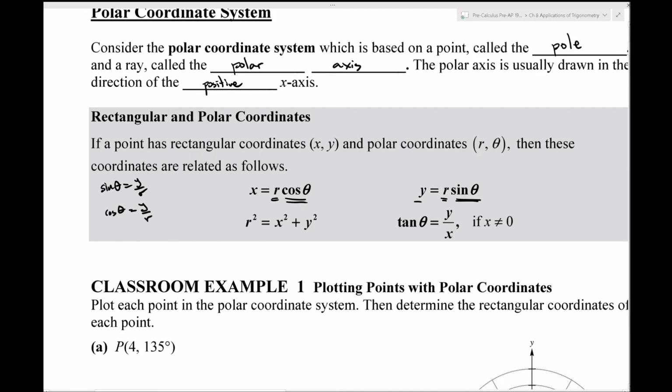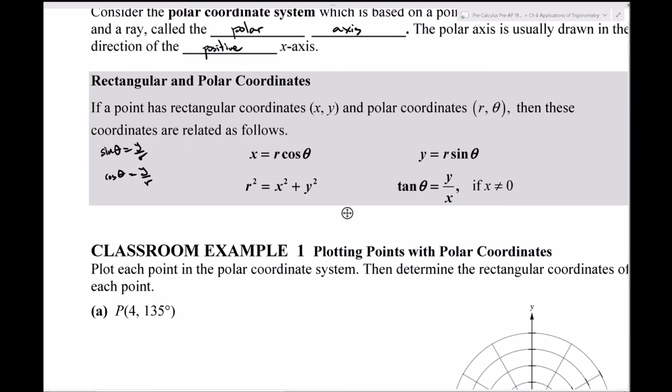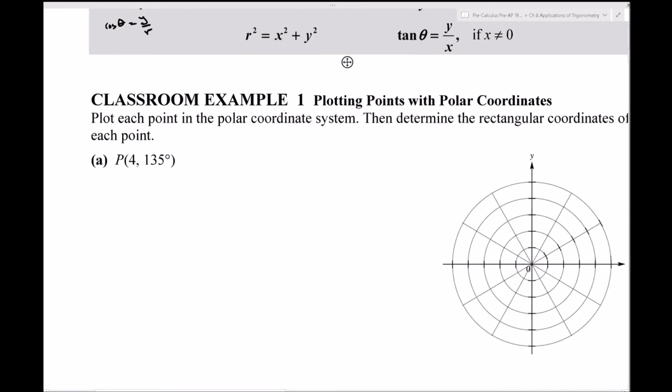So we're no longer thinking of just the unit circle. Now we're going to think of r as a variable, so we're going to change for different radii, a variable radius, that is. r squared is still x squared plus y squared, and then tangent of theta is equal to y over x. That's how we change back and forth between rectangular and polar coordinates. That's how that's done. So we'll keep on going.